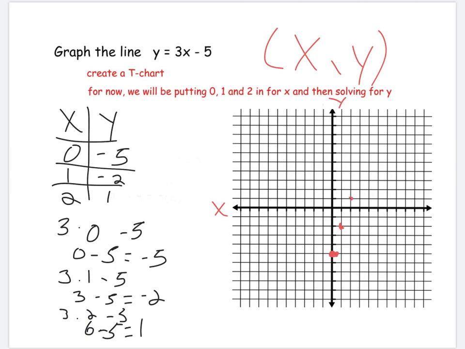My last ordered pair is there, so then I should be able to connect those ordered pairs and draw a line. My line is definitely not straight. That is why you would want to use a ruler. So if I fixed it, I can try to draw a better line here, it would look something like that.